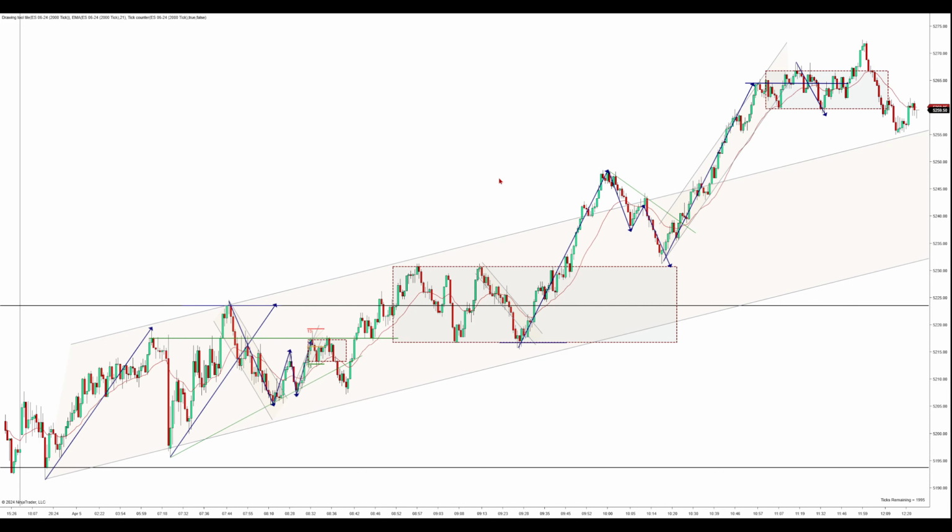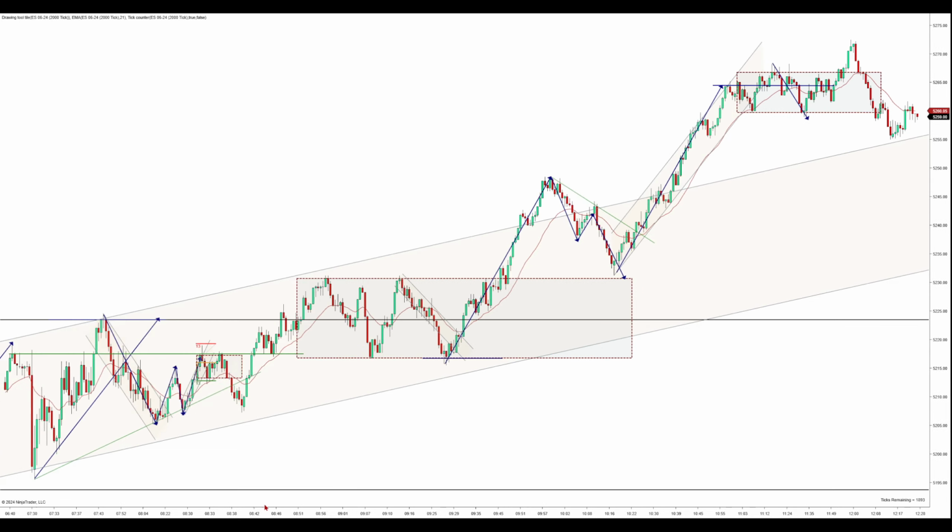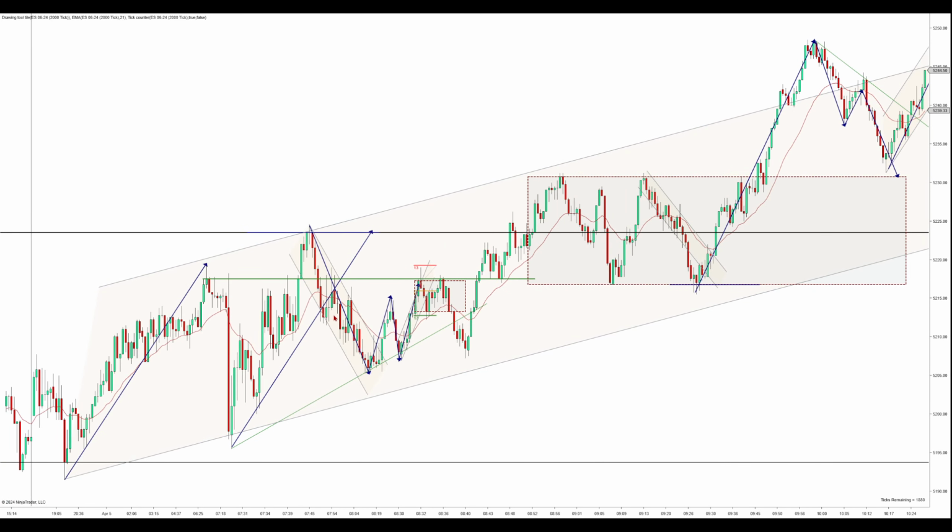Hi everyone, this is the E-mini S&P 500 futures. I'm using a 2000 tick chart and a 21 EMA. I've got my overnight high up here and my overnight low down here. These are our key levels for the day. I started trading at 8 Central Time, which is this area right here.